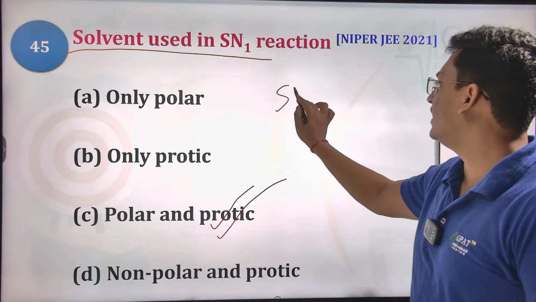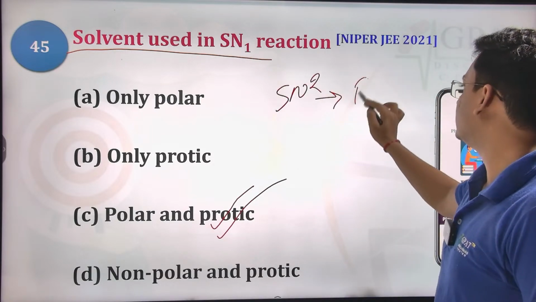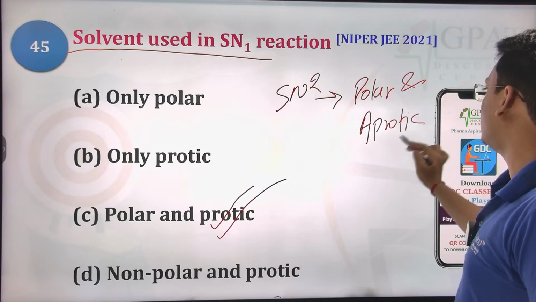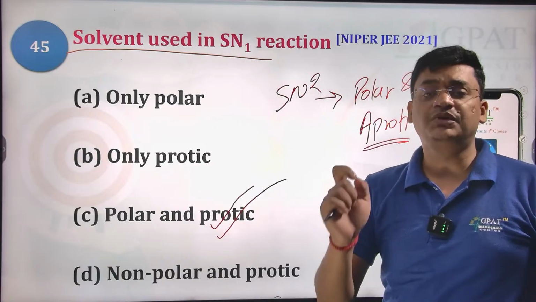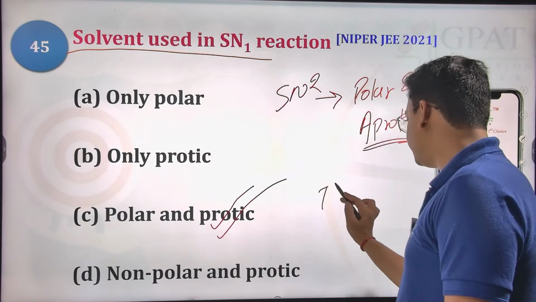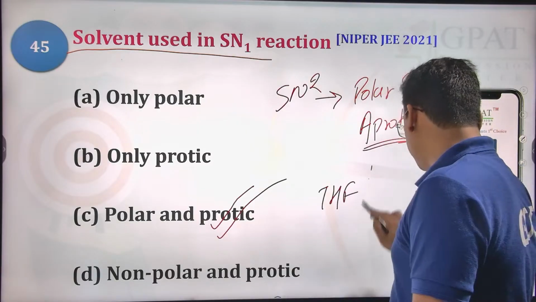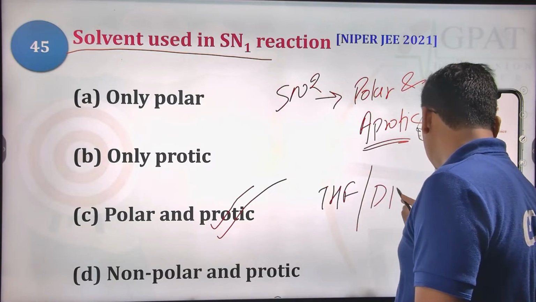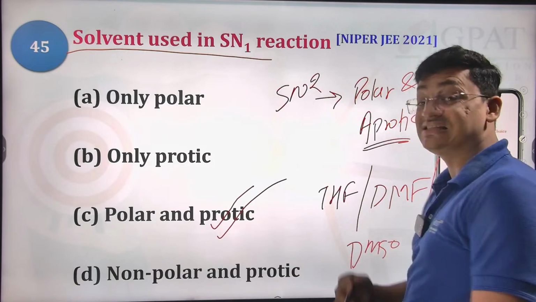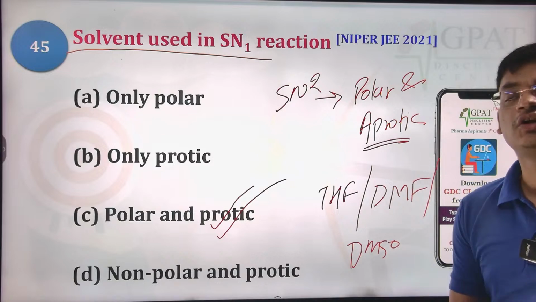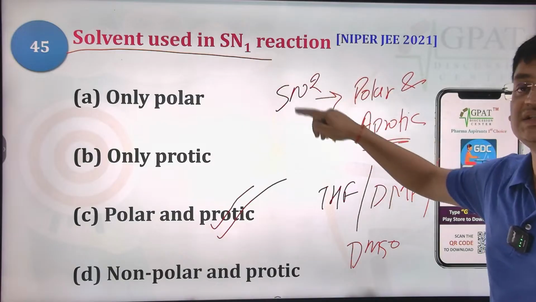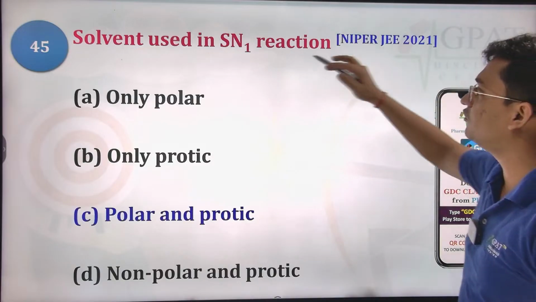And for the case of SN2, the solvents will be polar and aprotic. Aprotic solvents are those that do not have a tendency to donate protons. They are polar but they are not protic. That is like THF, tetrahydrofuran, DMF, dimethylformamide, DMSO, dimethyl sulfoxide, and acetone, the simplest form, that is also a polar aprotic solvent. So these kinds of solvents are used for the SN2 reactions, polar aprotic, but for SN1 we are having polar and protic solvents.